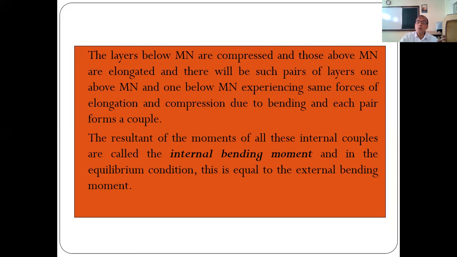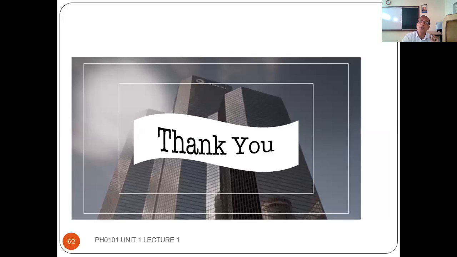The resultant moment of these internal couples is called the internal bending moment, and in the equilibrium condition this is equal to the external bending moment. These forces, or the moment of these internal couples, is called this because bending is taking place due to this couple. Therefore this moment or couple is called the internal bending moment, and in equilibrium it is equal to the external bending moment.